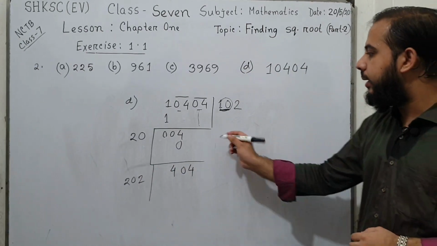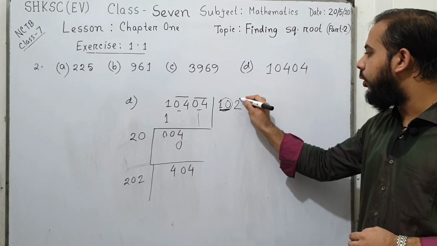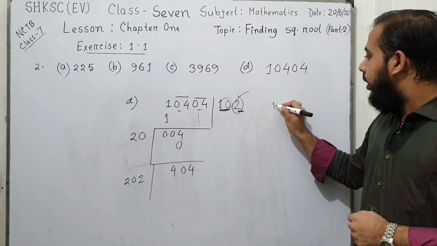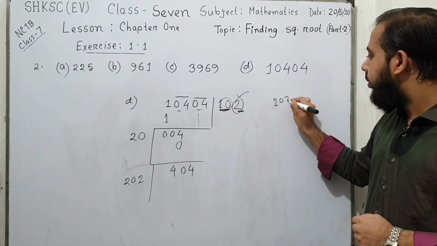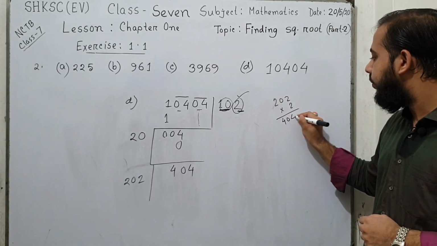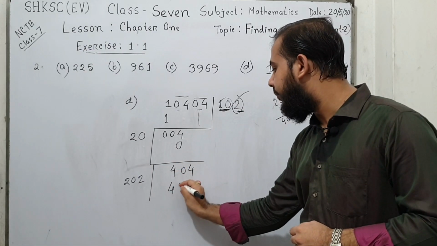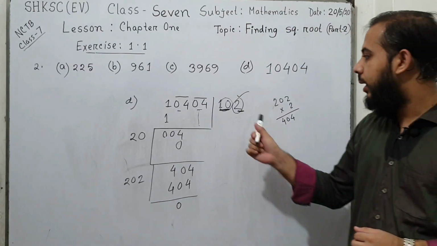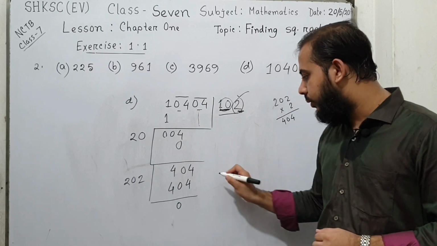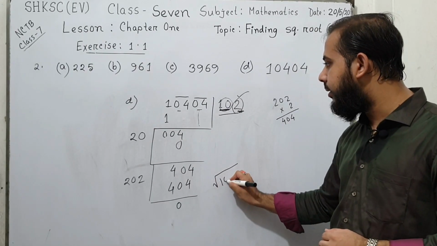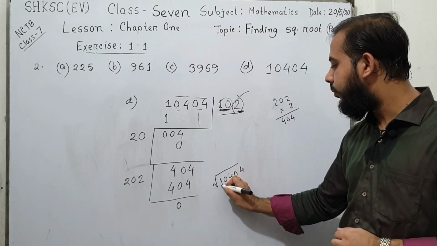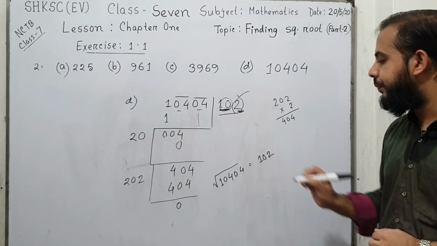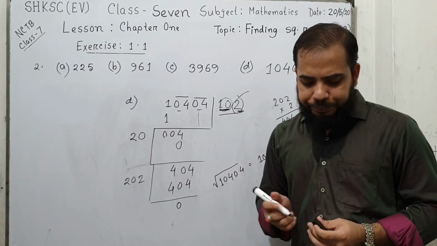Now if we multiply this 202 with only the last digit, the current digit, 202 times 2 will be 404. So it is the same as 404, and if we subtract this, we will get 0, and there is no remainder, so the answer is 102. So the square root of 10404 will be 102. This is your answer. You understand?